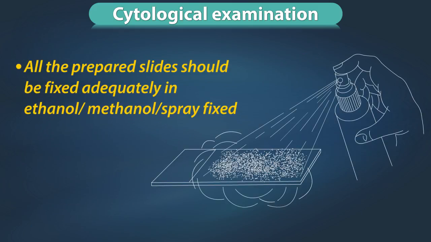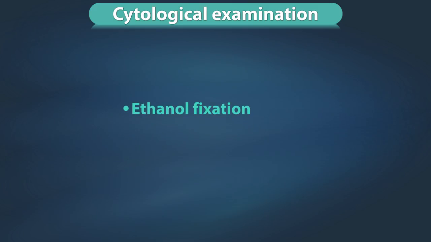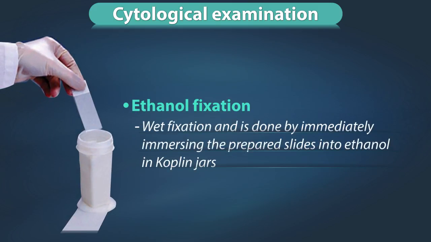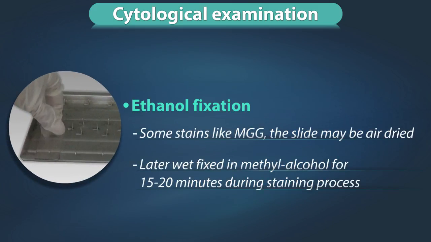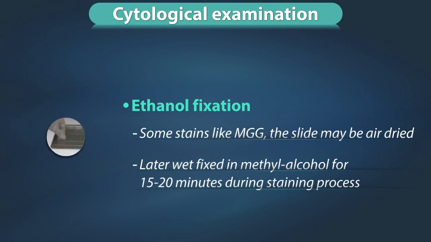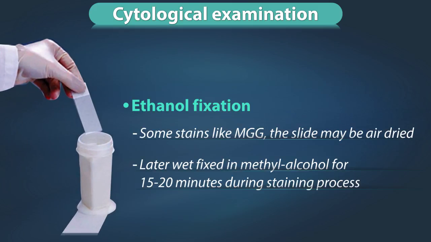All the prepared slides should be fixed adequately in ethanol or methanol or using spray fixation. Ethanol fixation is wet fixation and is done by immediately immersing the prepared slides into ethanol in Coplin jars. For some stains, like MGG, the slide may be air dried and later wet fixed in methyl alcohol for 15 to 20 minutes during the staining process.